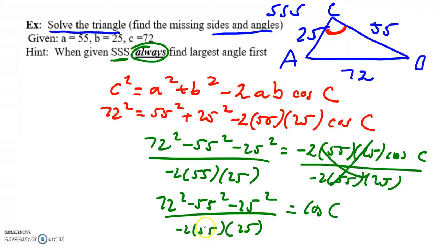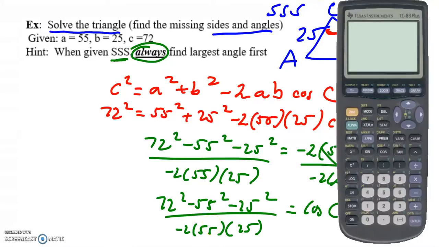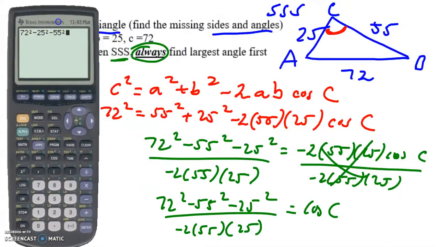So if you don't have your calculator out already, please do. I'm going to have mine here. And earlier, I actually already put in the first part of this just to save a little time. So if I want to find cosine of C, first thing in your calculator is you want to do 72 squared minus 25 squared minus 55 squared. Then I would press enter, and I got 1,534.